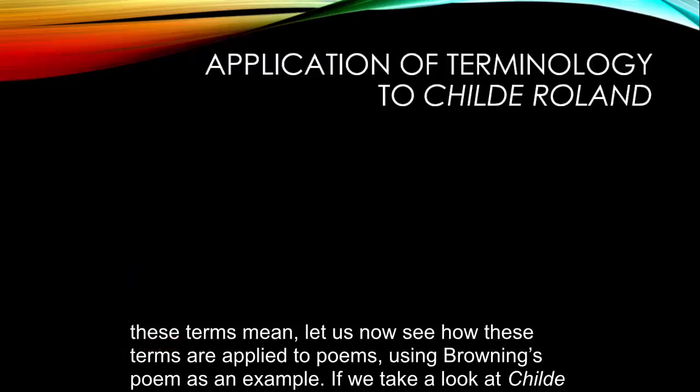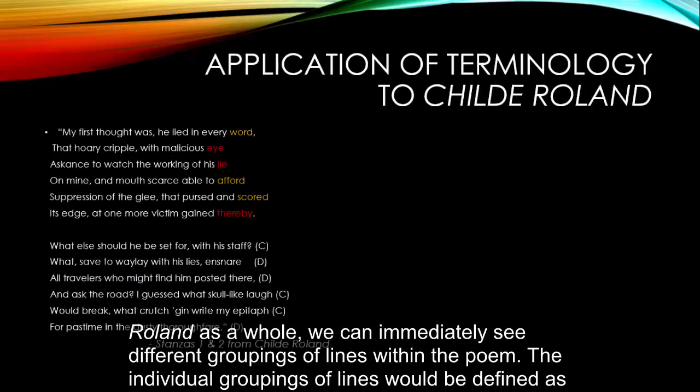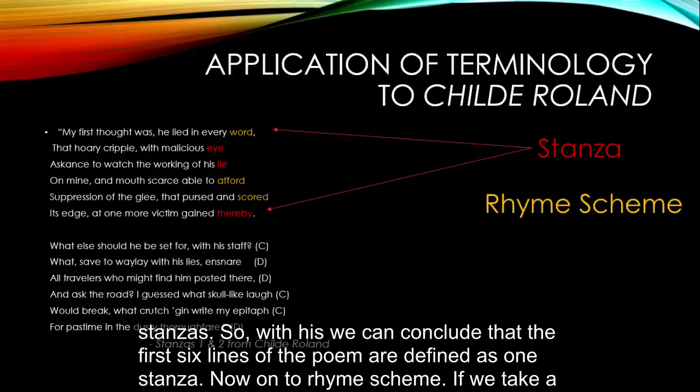If we take a look at Childe Roland as a whole, we can immediately see different groupings of lines within the poem. The individual groupings of lines would be defined as stanzas. So, with this, we can conclude that the first 6 lines of the poem are defined as one stanza. Now on to rhyme scheme.